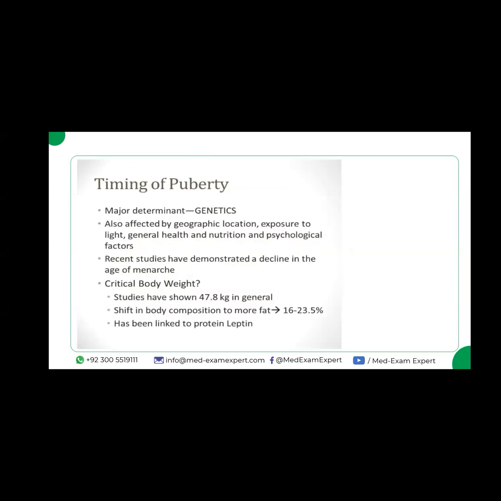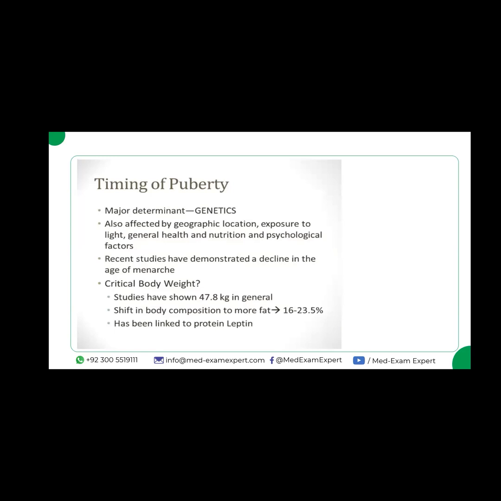So what is the timing of puberty? The main determinant for the timing of puberty is genetic. This is also affected by geographic location, exposure to light, general health, nutrition, and psychological factors in the patient. Recent studies have demonstrated a reduction in the age of menarche, and there is a role of body weight also.